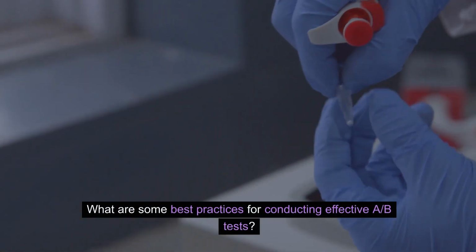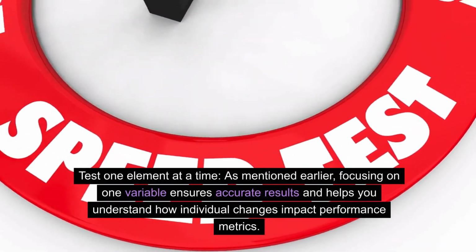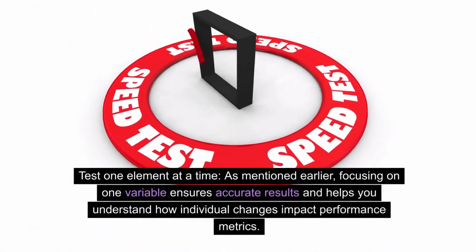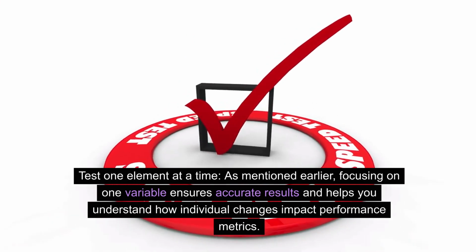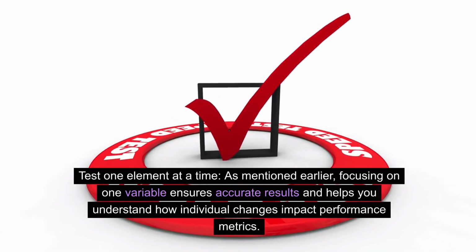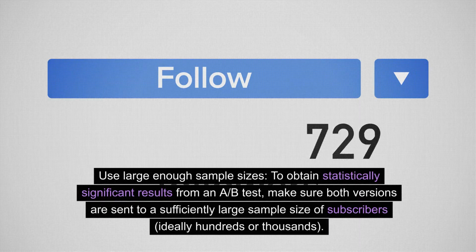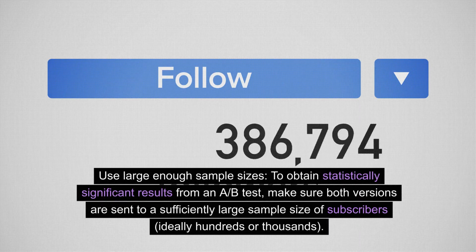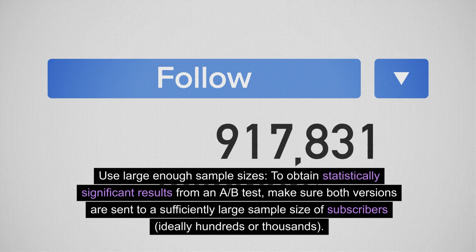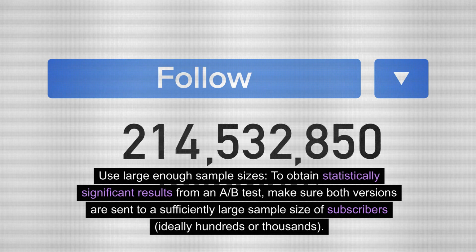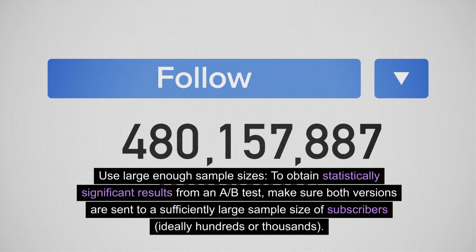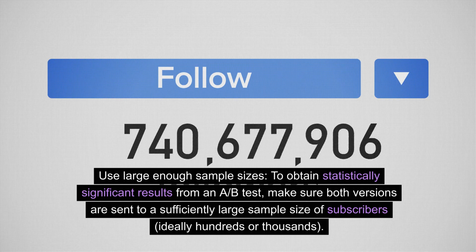What are some best practices for conducting effective A/B tests? Test one element at a time. As mentioned earlier, focusing on one variable ensures accurate results and helps you understand how individual changes impact performance metrics. Use large enough sample sizes. To obtain statistically significant results from an A/B test, make sure both versions are sent to a sufficiently large sample size of subscribers, ideally hundreds or thousands.